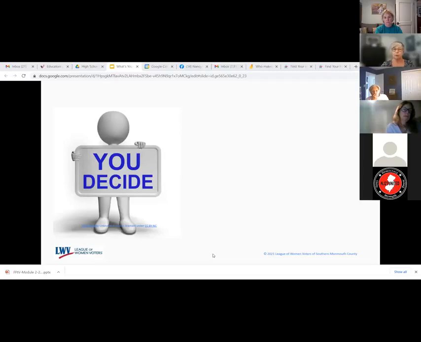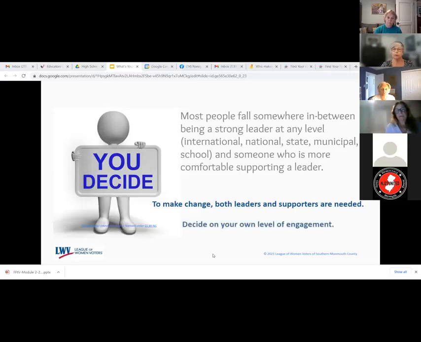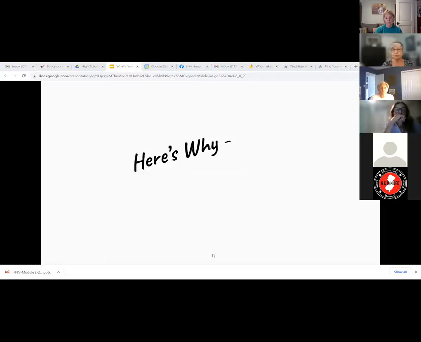Most people fall somewhere in the middle, somewhere between being a strong leader and doing absolutely nothing. There are lots of in-between actions that people can take if they feel passionate about an issue. To make change, both leaders and supporters are needed. You get to make the decision on the level of engagement that you want to have. And again, the word of advice is start small.